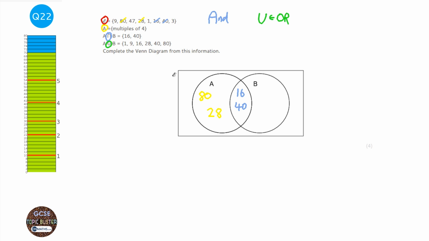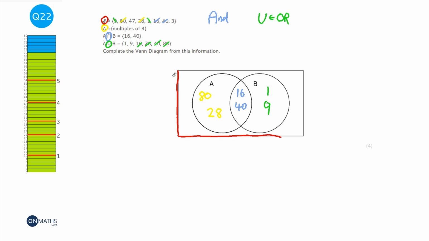So let's have a look and see which numbers we haven't used yet in that list. So we've used the 16, we've used the 28, we've used the 80, we've used the 40. So we're left with the 1 and the 9. So let's cross that off from my list. So that leaves 47 and 3. So where do those go? Well, they go within the E box. Okay, and E stands for everything.